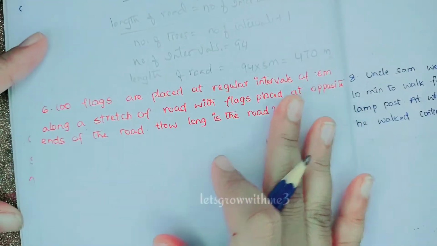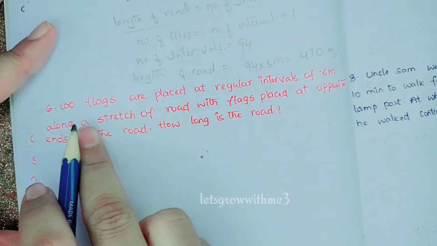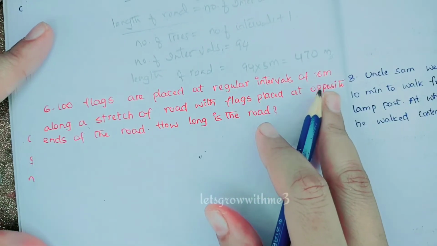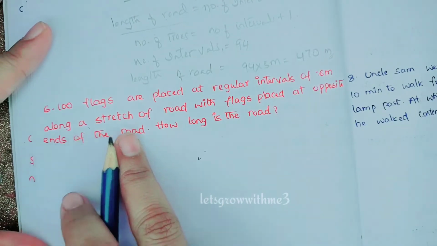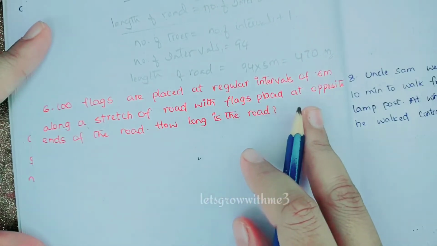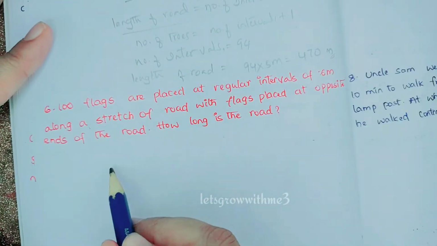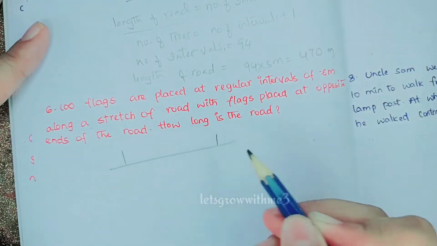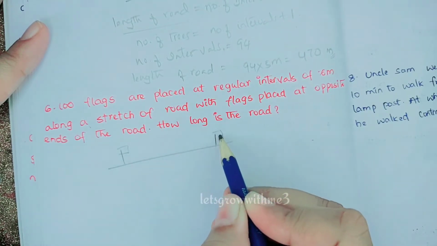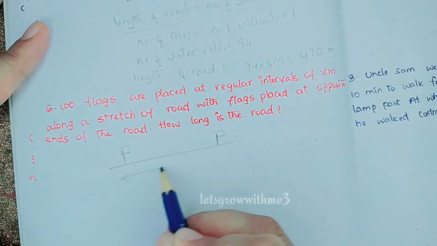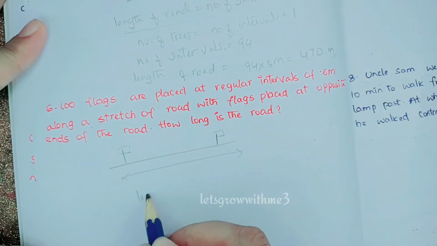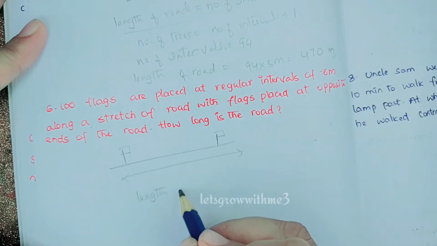So that's our answer. So let's proceed to the next question. 100 flags are placed at regular intervals of 6 meters along a stretch of road with flag placed at opposite ends of the road. How long is the road? So how many flags? We have 100 flags.